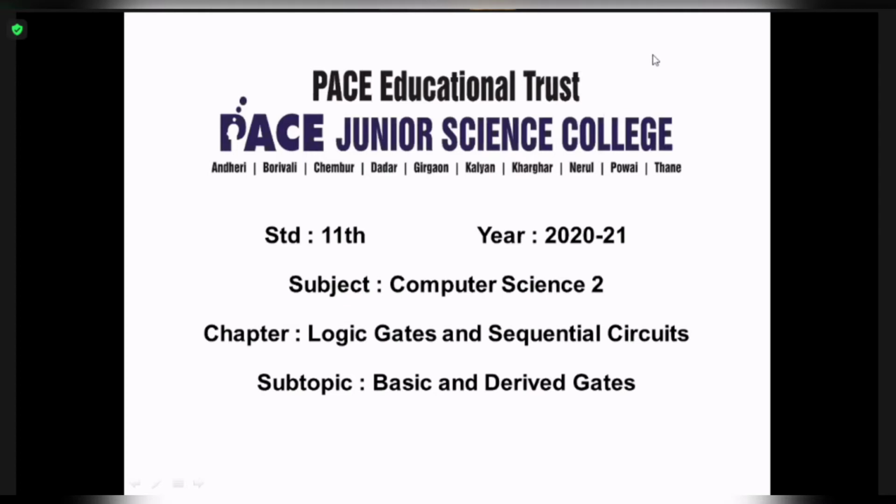And the last chapter we have is networking. So this is the syllabus of your 11th standard. Now, today, first we are going to begin with logic gates, and we will obviously start with the definition of the term: what are logic gates? First, we will learn the first half of the chapter regarding logic gates, and then we will move on to the second part, which is sequential circuits.